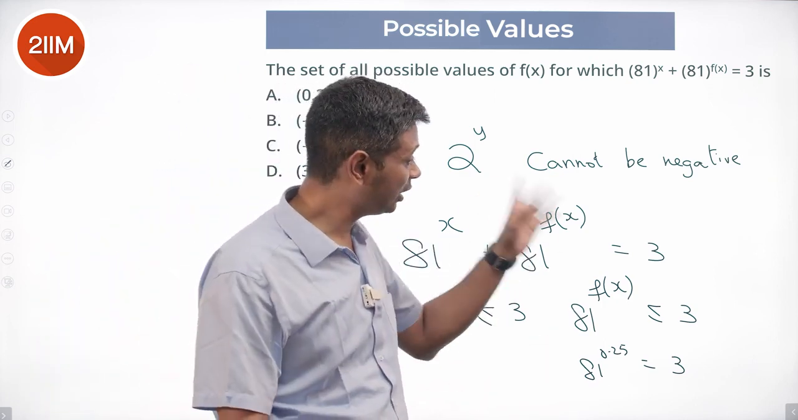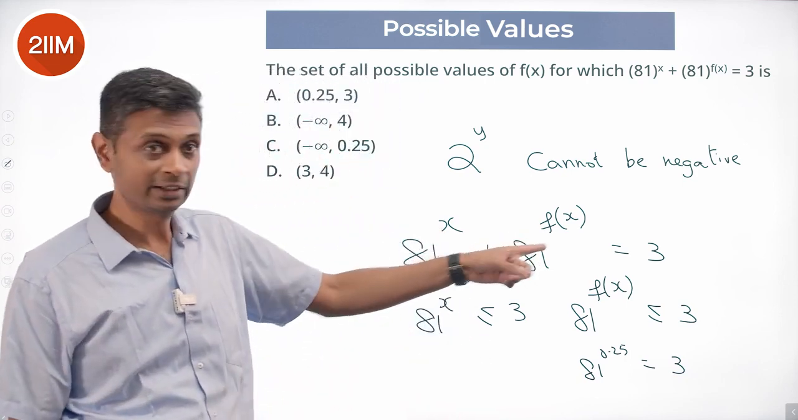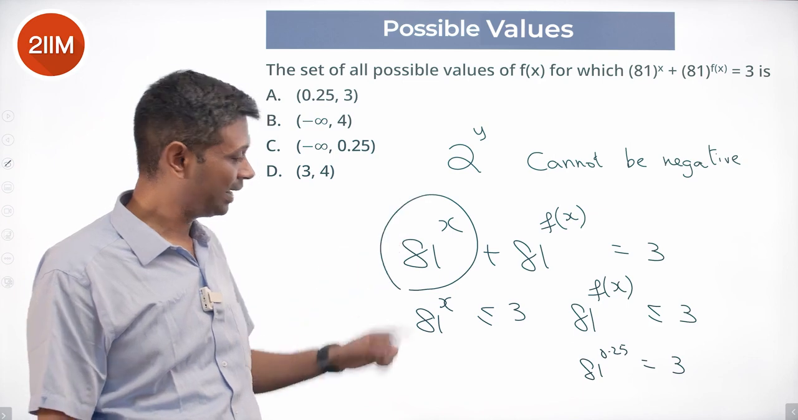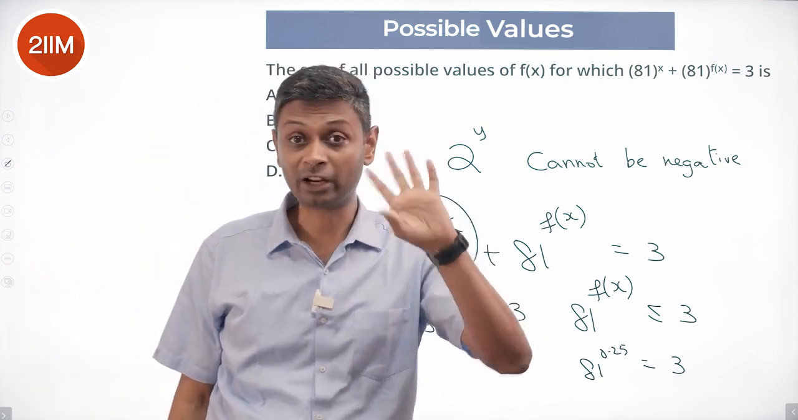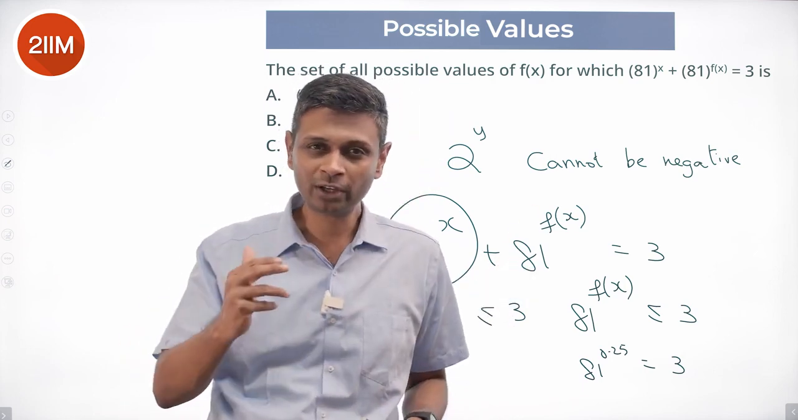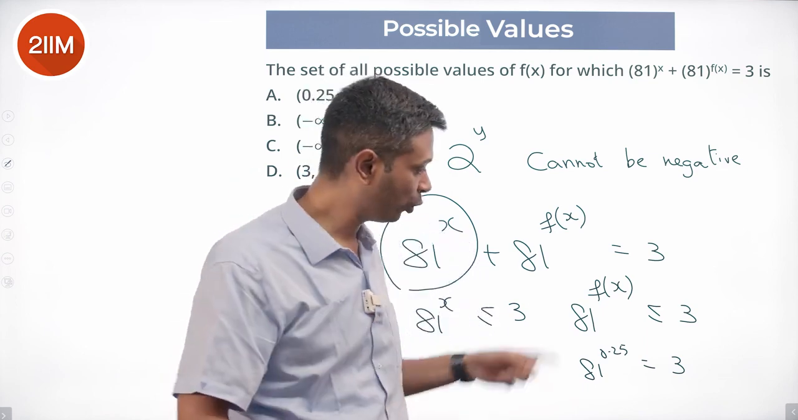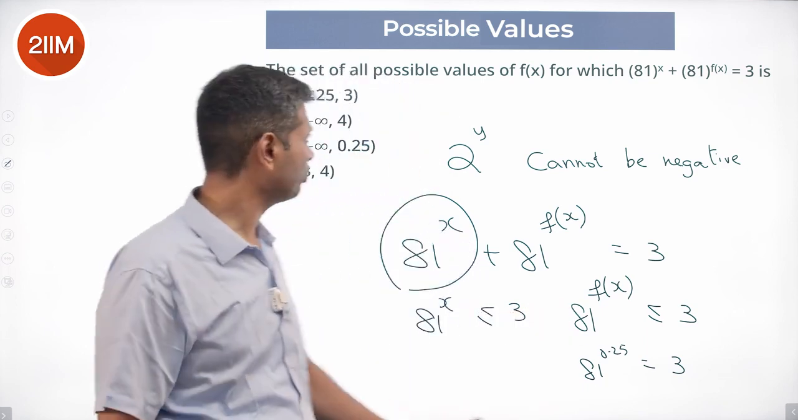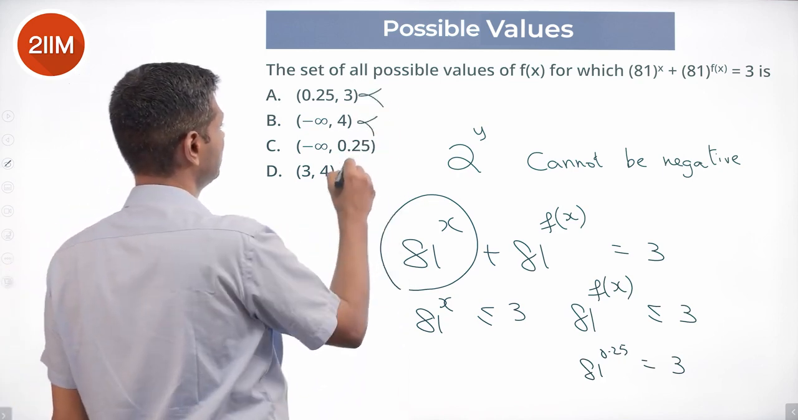If f of x is equal to 0.25, then this part has to go to 0. X should be minus infinity. 81 power minus infinity can be taken to be 0. So f of x cannot be 0.25, but can be anything up to 0.25. Right? It should be 0.25 or lesser. It cannot be more than 0.25. This is out, this is out, this is out, the answer.